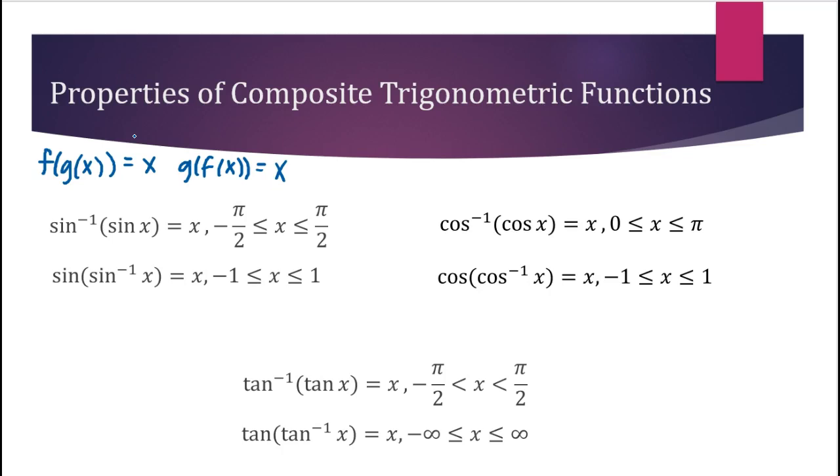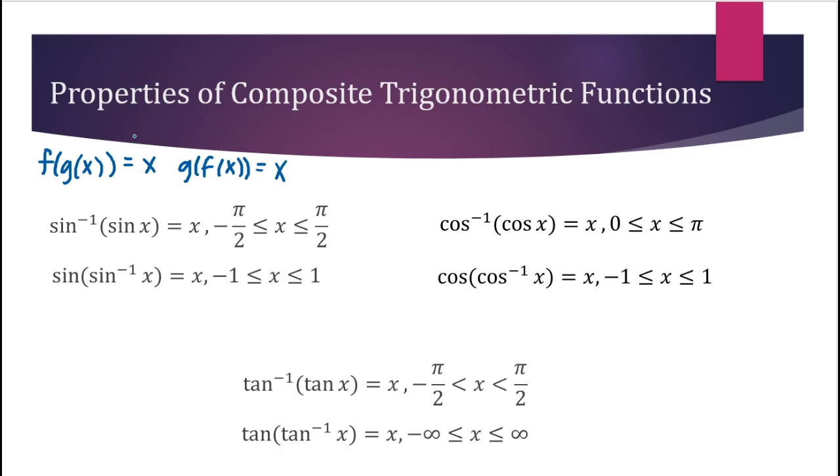So the outputs of sine inverse could only come from negative pi over 2 to pi over 2. And for the sine function, that's the outer function here, the sine function's range was from negative 1 to 1. So those are the only values where this property works.